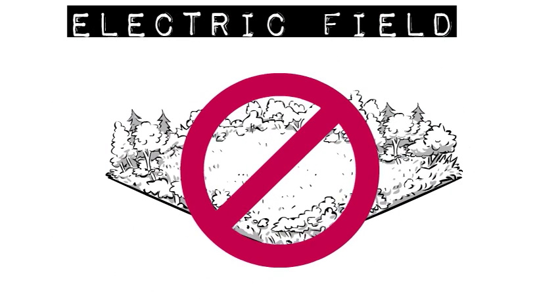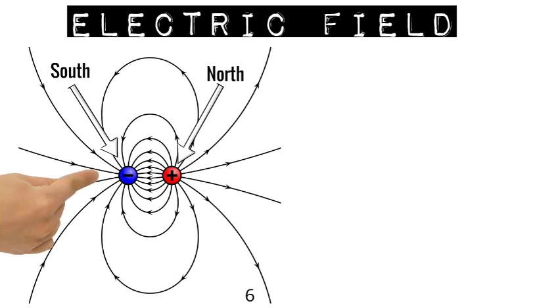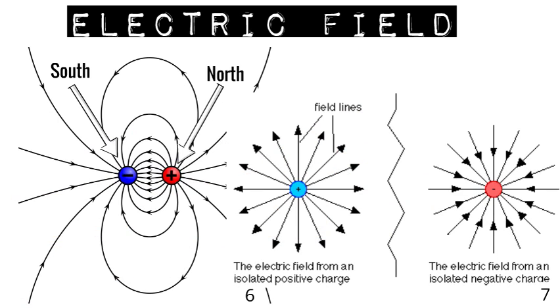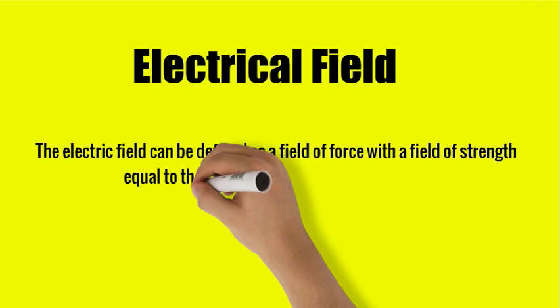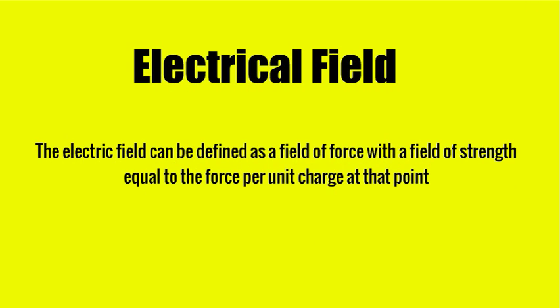This field can be considered like a magnetic field made from a magnet, being that the south is a negative charge radiating inwards and the north is a positive charge radiating outwards. The electrical field can be defined as a field of force with a field of strength equal to the force per unit charge at that point.